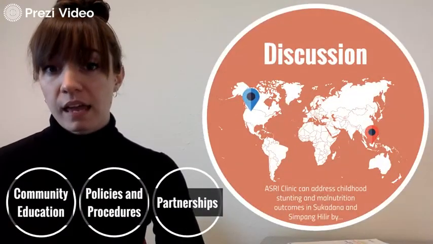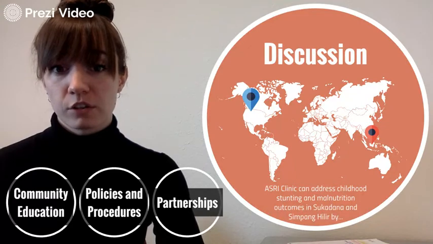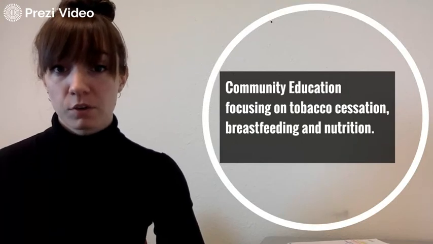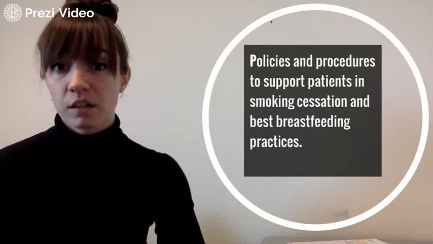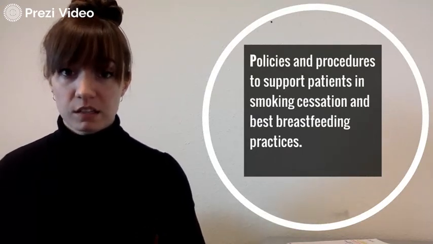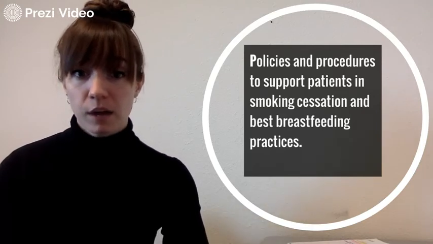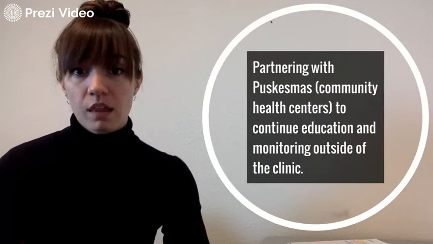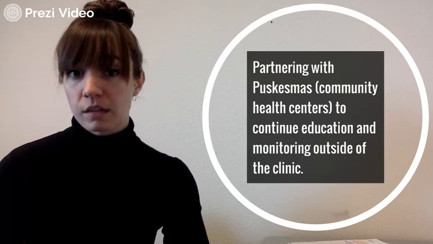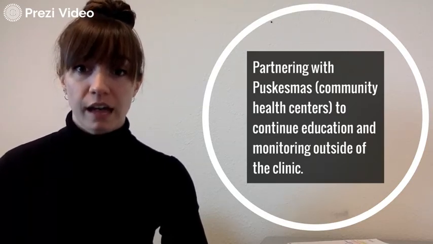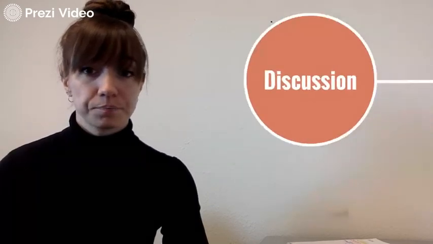So what can OSRI do to address childhood stunting and malnutrition outcomes in their community? Community education, for sure, focusing on tobacco cessation, breastfeeding, and nutrition. Policies and procedures within the clinic to support patients in smoking cessation and best breastfeeding practices. And then partnering with Pukesmas community health centers to continue education and monitoring outside of the clinic.